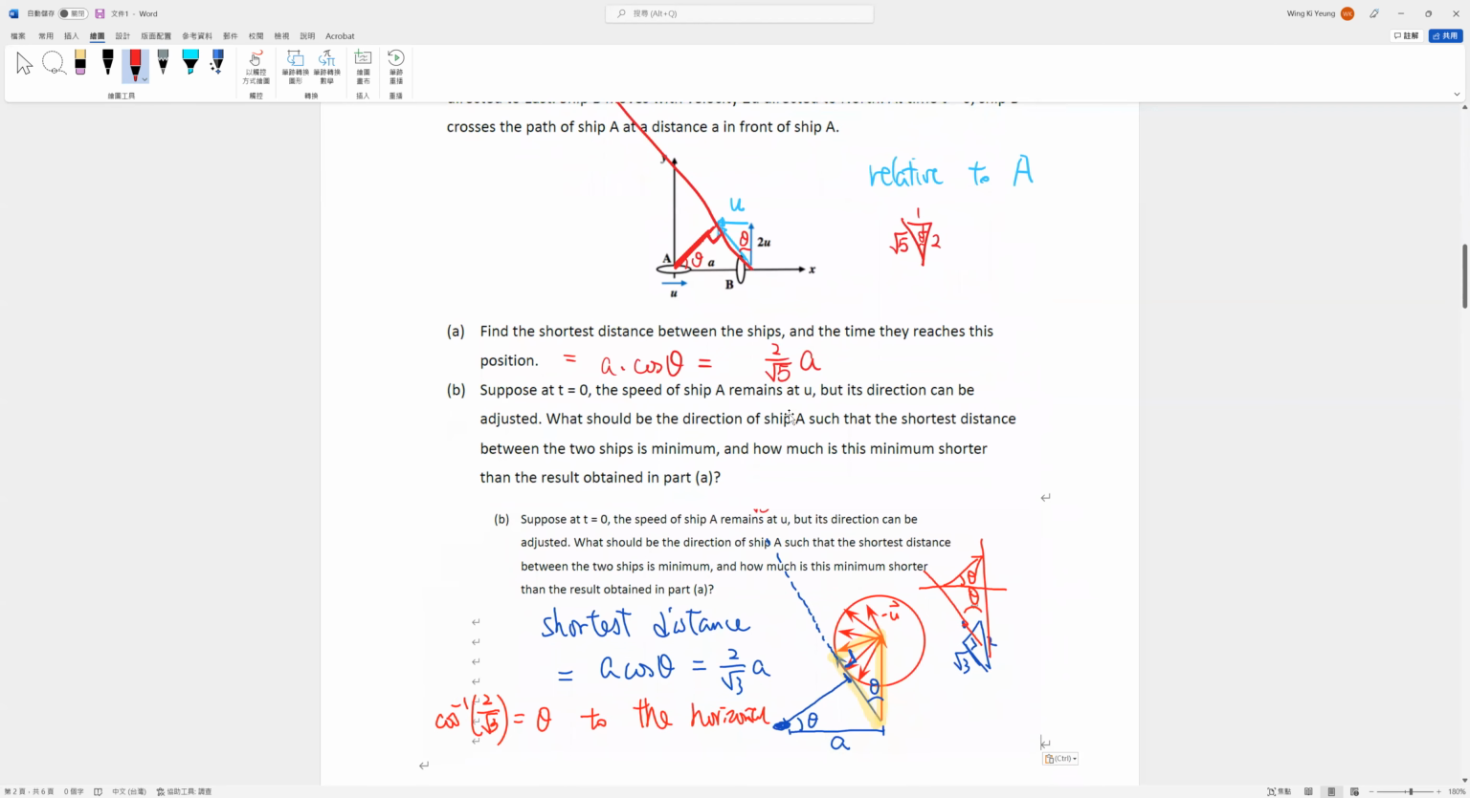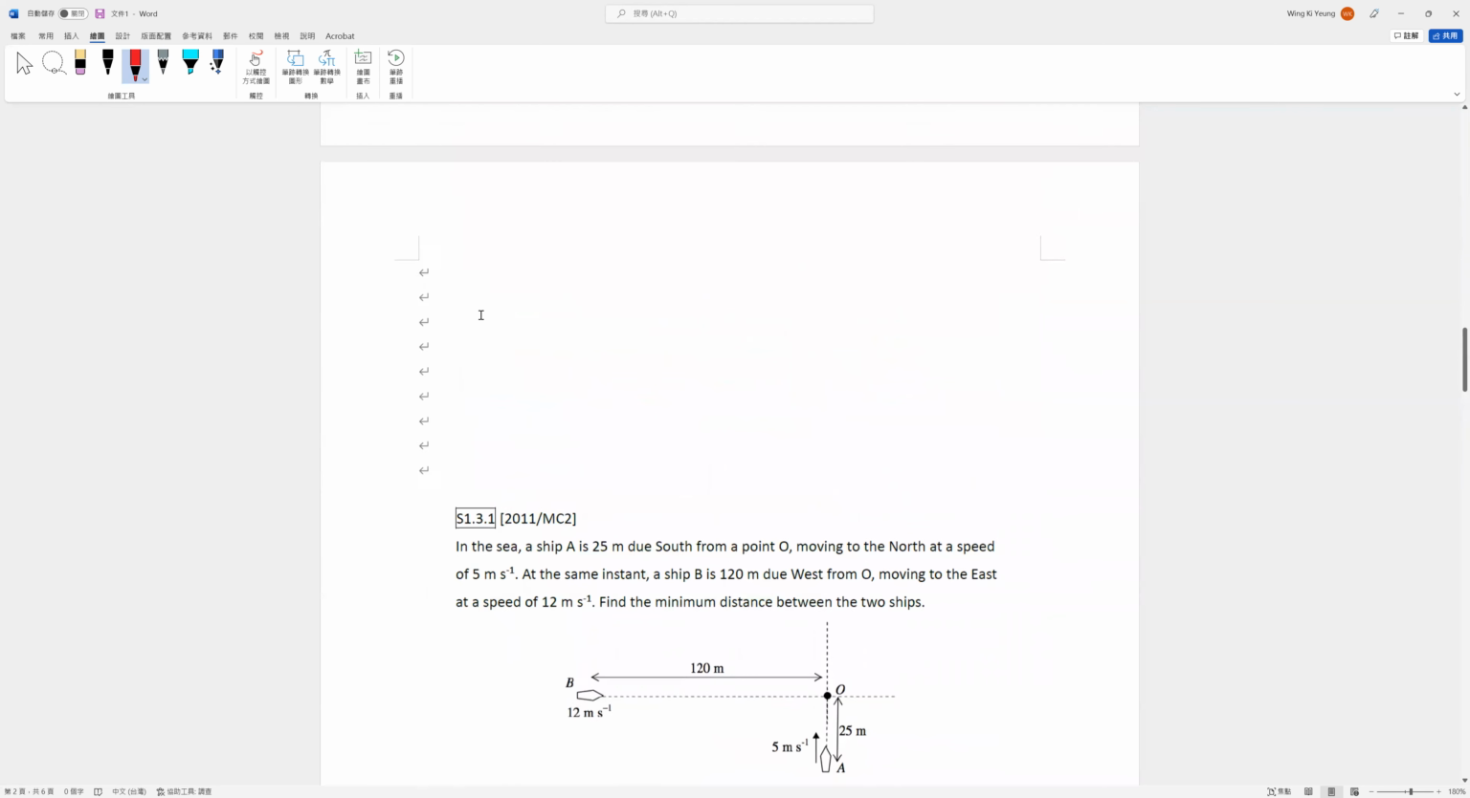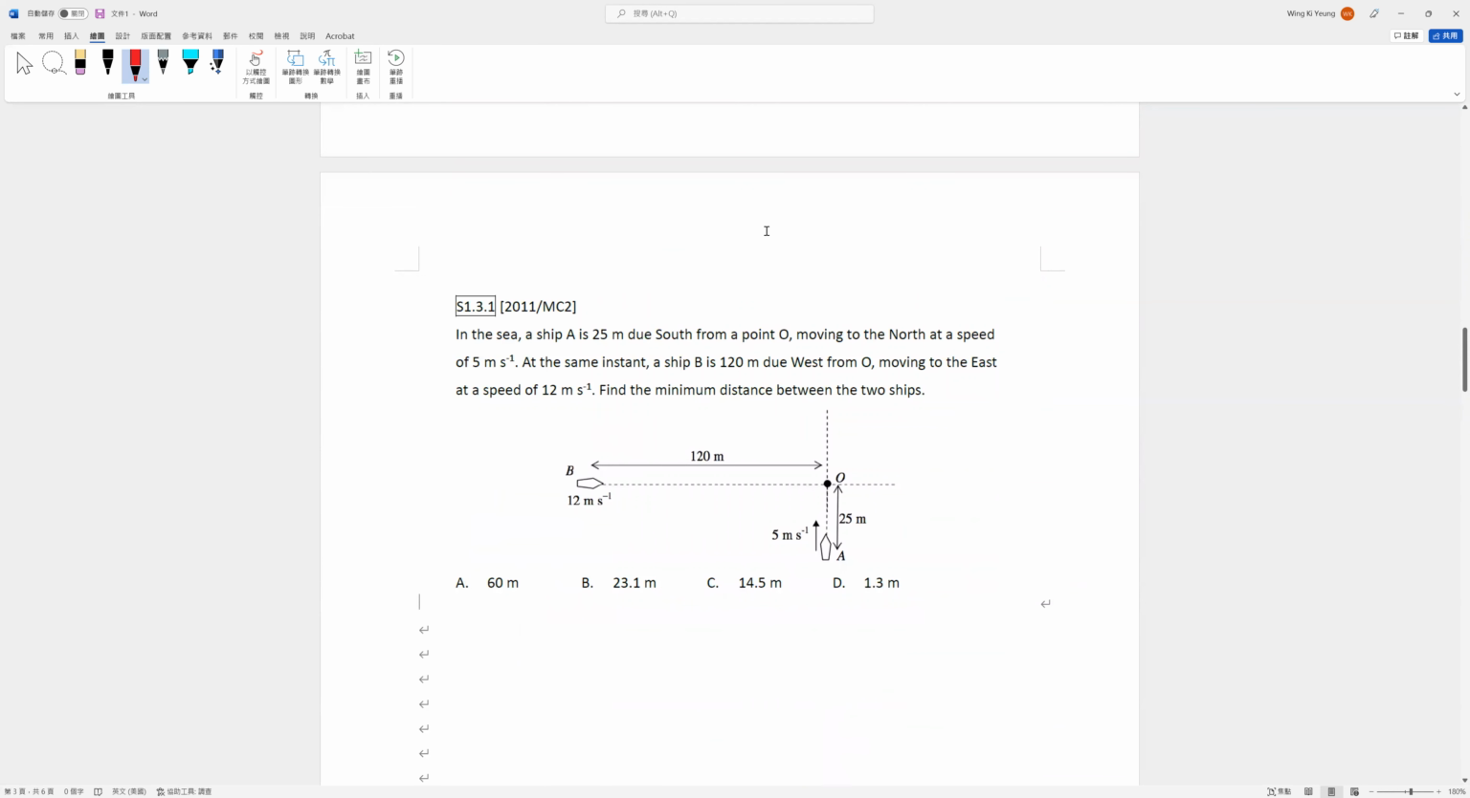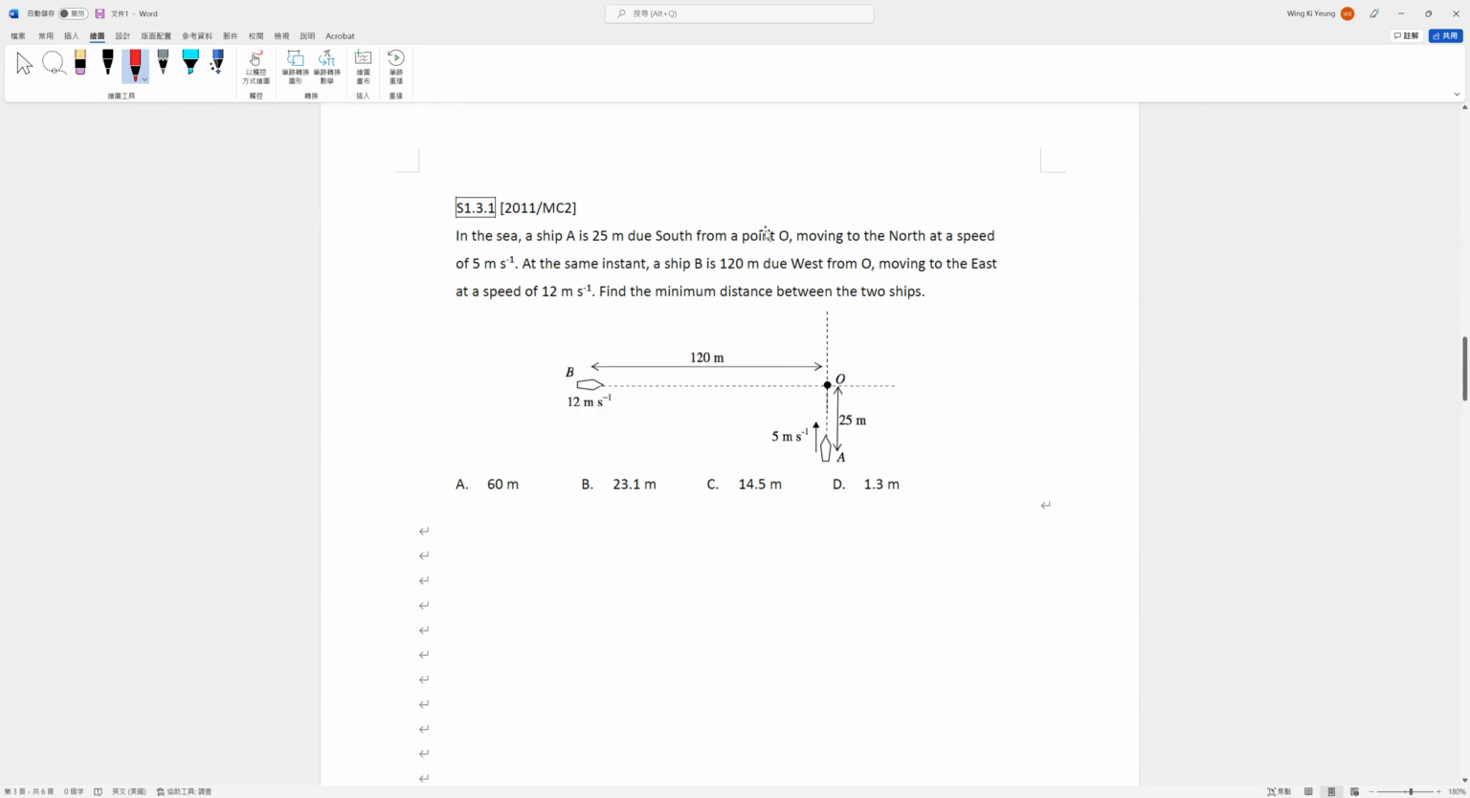We have done some similar questions, so let's move on. Now this one is a bit more complicated. Both ships are moving, and you are going to find the minimum distance between these two ships. You are doing something really similar, but this one will be a bit more difficult to solve. So I would consider relative to B. Then the velocity of A relative to B will be 5 minus 12. So it will be pointing somewhere here.